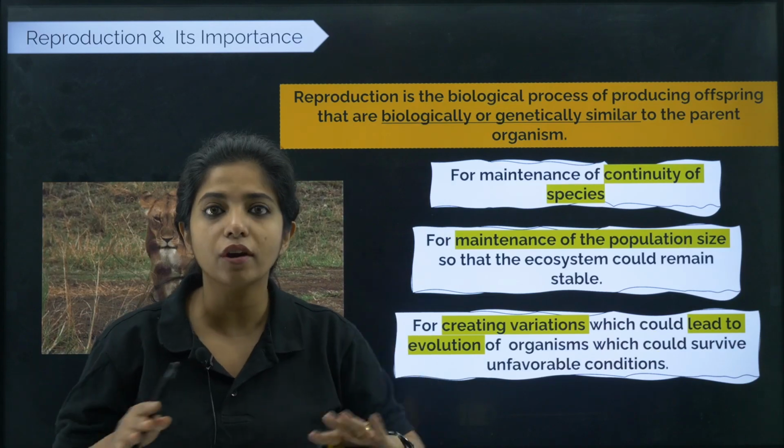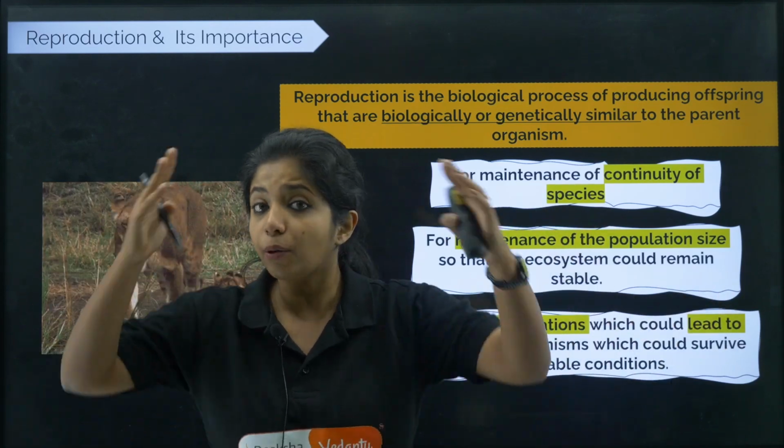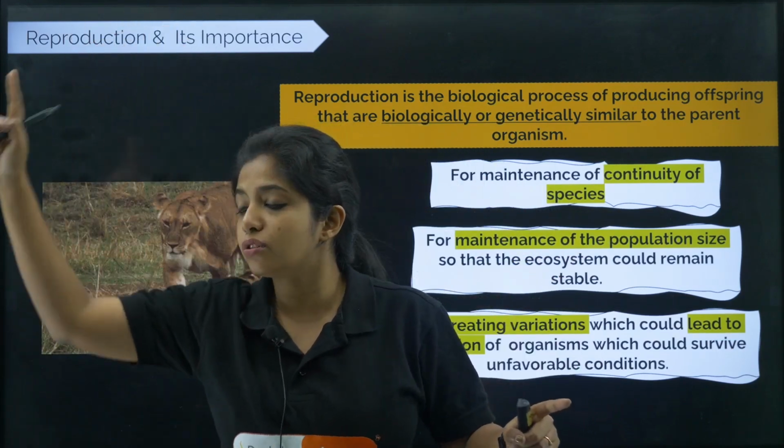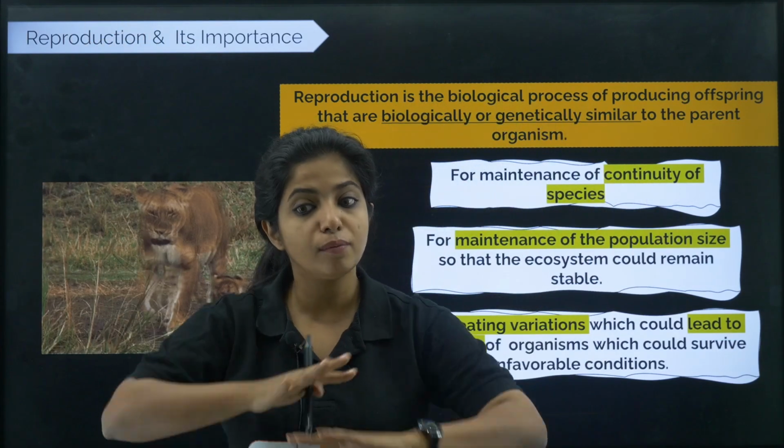Second thing, for maintenance of what? The population size, my dear children. If a population size is not being maintained, what will happen? The ecosystem which is there, where one organism is relying on another organism, that particular cycle will be disturbed.